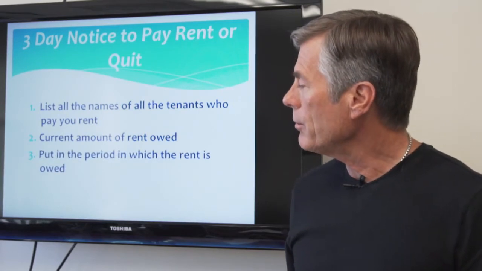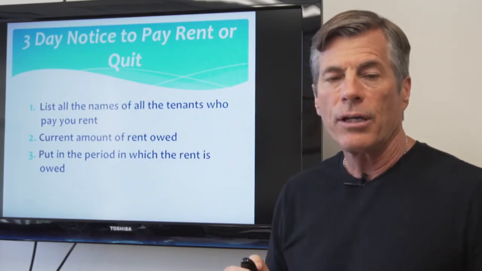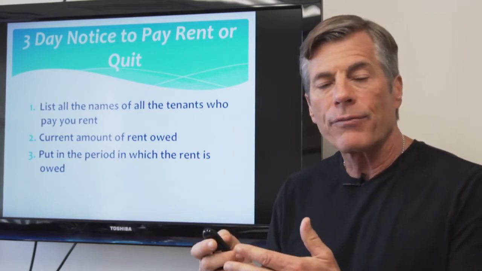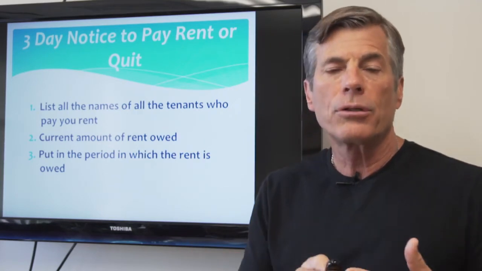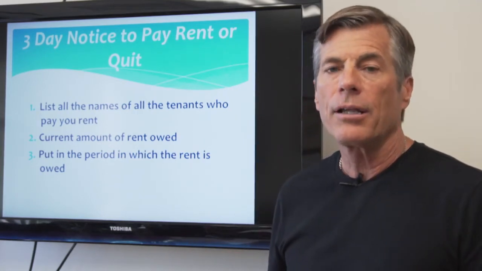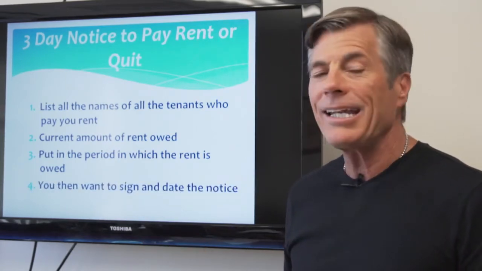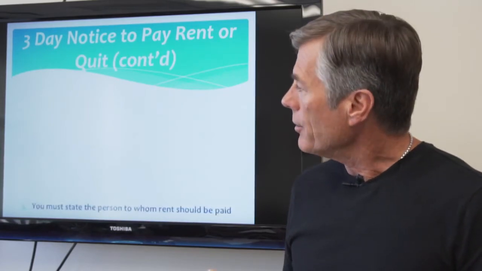And then you're going to put in the period of time in which the rent is owed. So if they haven't paid rent, let's say for the month of June, then you're going to say for the dates of June 1st through June 30th, they have not paid rent. And then you're going to want to sign and date the notice yourself. And you're not done yet.